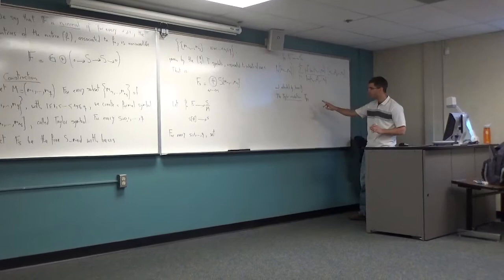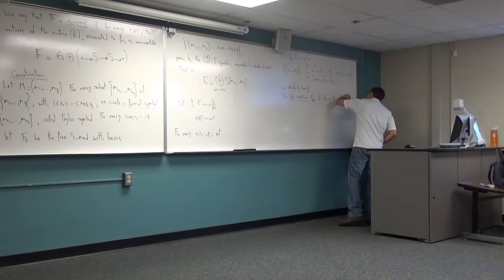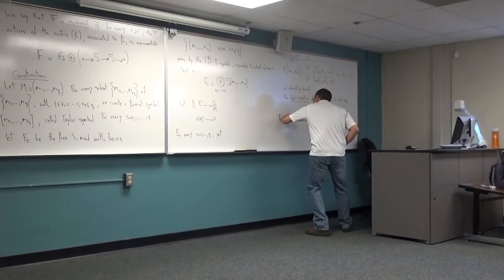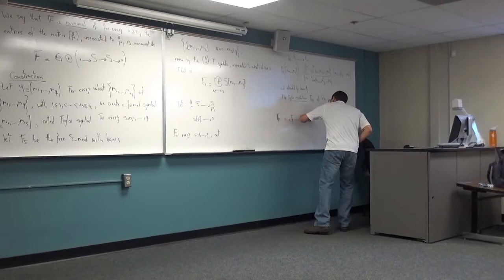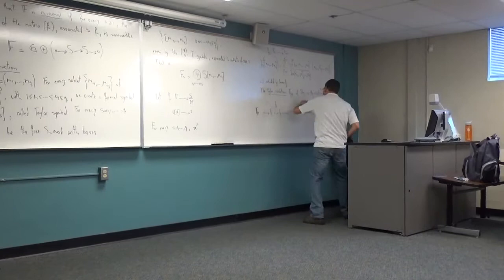of S over M. It is the exact sequence 0, F_q, F_{q-1}, etc., F_1, F_0, S over M, 0, with the maps F_q, ..., F_1, F_0.